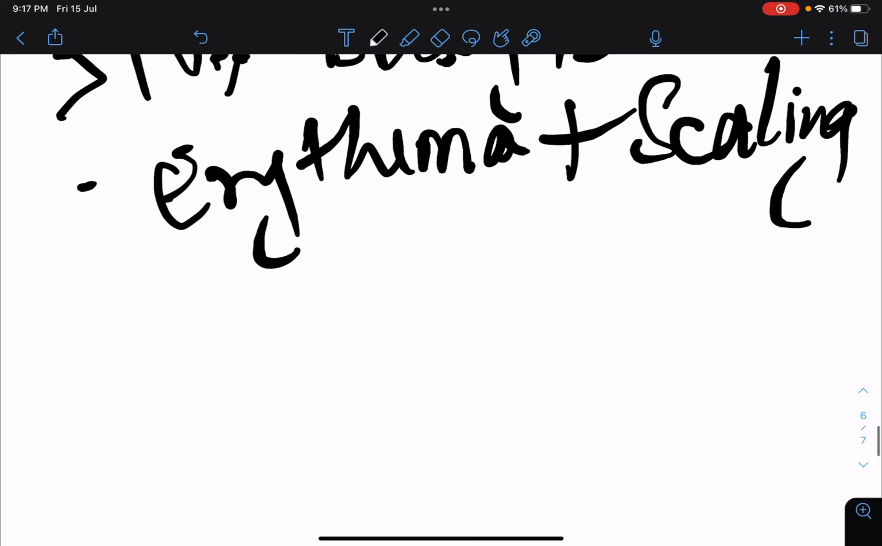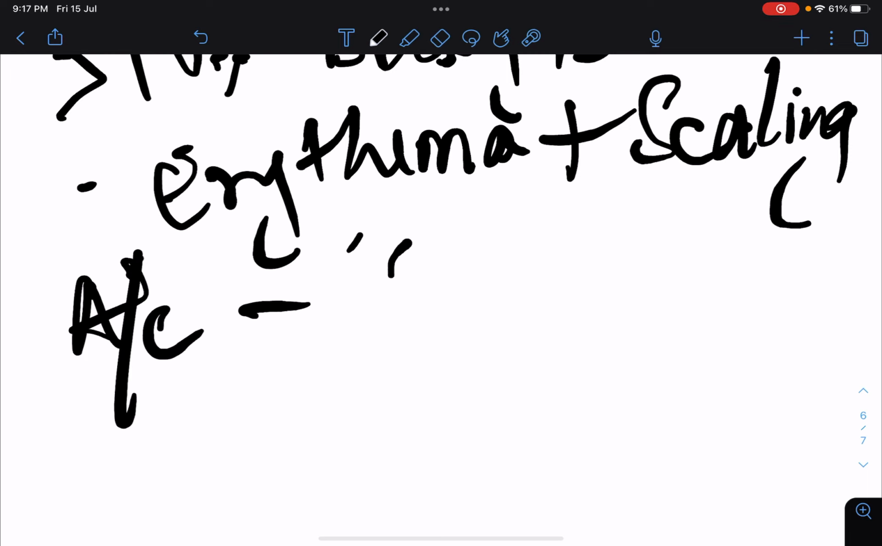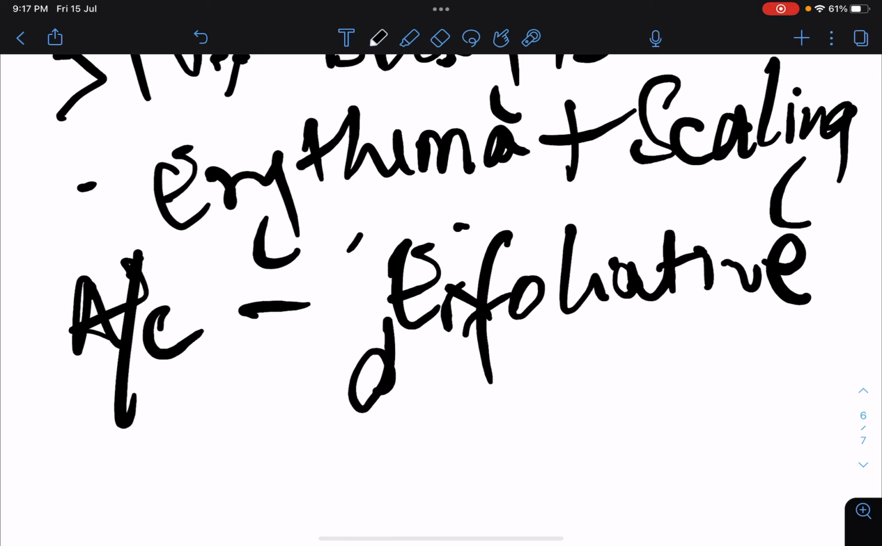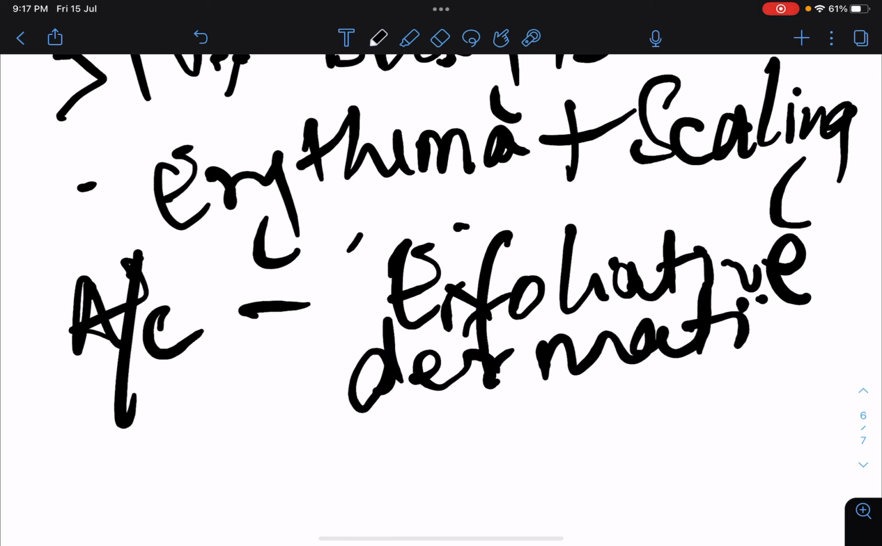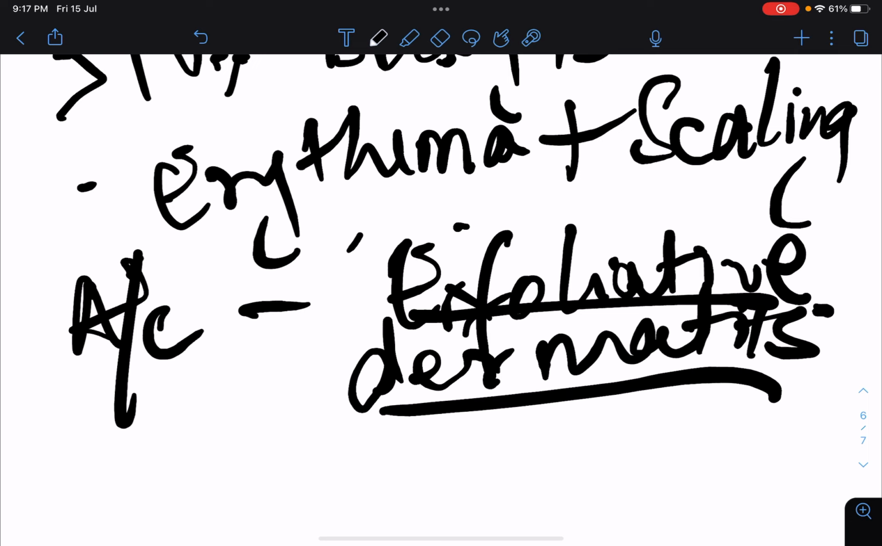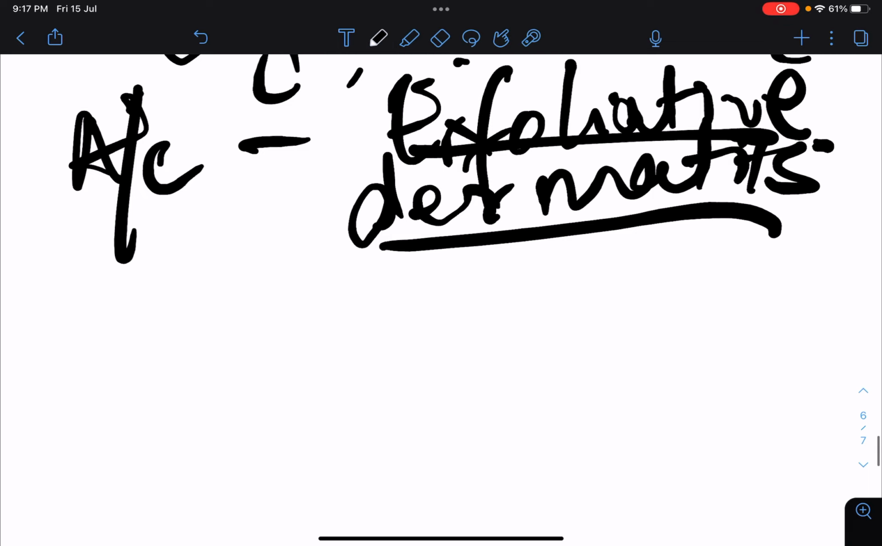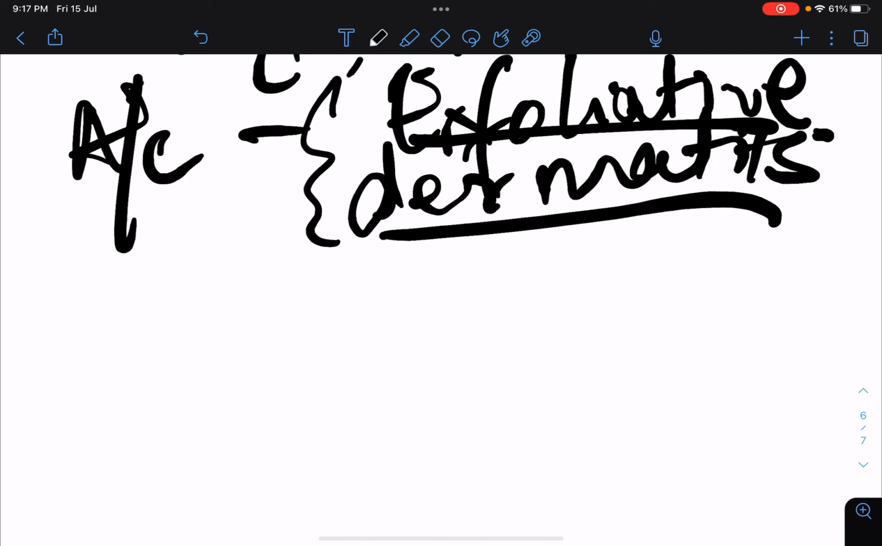And what is its other name? It's also called exfoliative dermatitis. Exfoliative because of scales, and dermatitis because psoriasis is an inflammation. How do you know that exfoliative dermatitis is nothing but psoriasis? This is something that you need to remember, but it gives you a clue that it's something to do with inflammation and something which is scaly. Because of that, there is exfoliation.